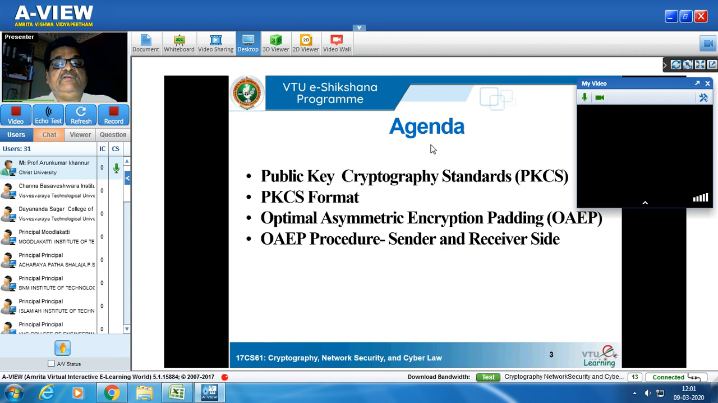The agenda for today's cryptography standards: then we will be discussing the PKCS format. Then we discuss the algorithm that is needed to ensure that the PKCS format is properly implemented on the sender side and receiver side. That we discuss under optimal asymmetric encryption padding, OAEP. Then we will have a look at the OAEP procedure both on the sender side and receiver side.